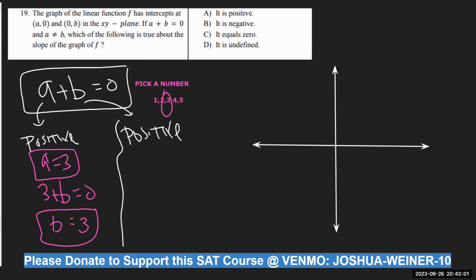So now when we plot the points, A will be at (3, 0), and B will be at (0, -3). So I'm going to quickly write the points down here for you. This is A0 equals (3, 0), and this is 0B equals (0, -3).